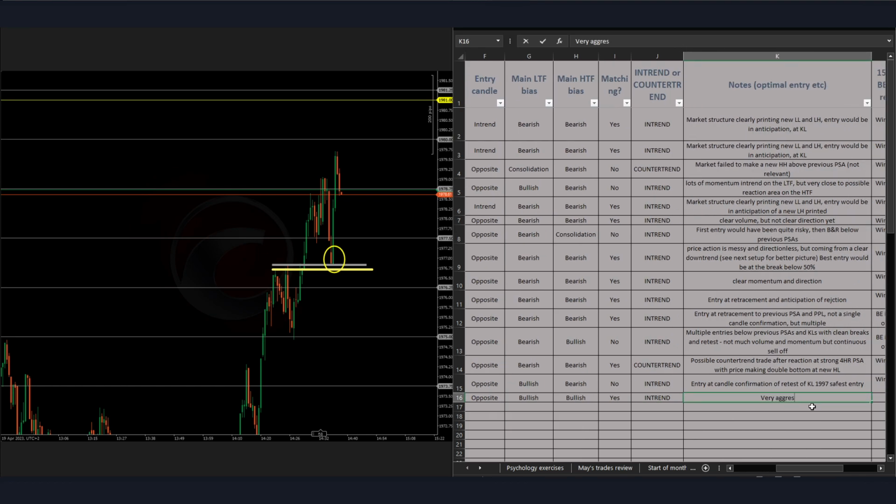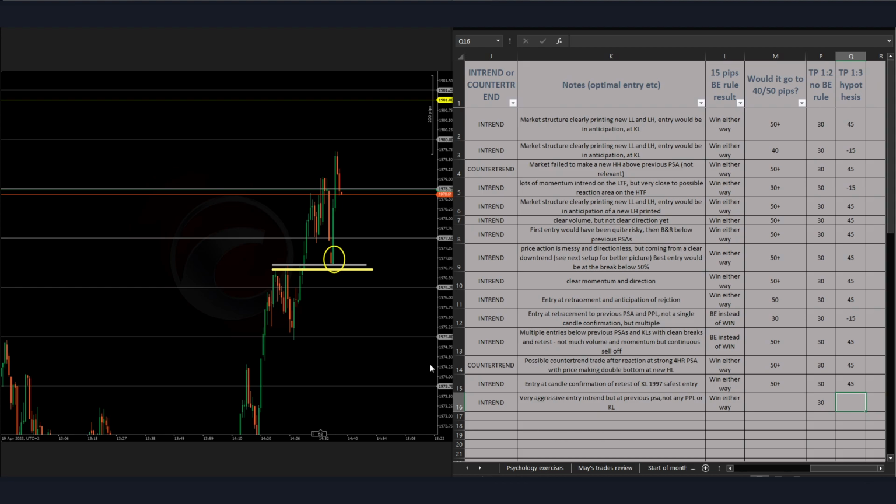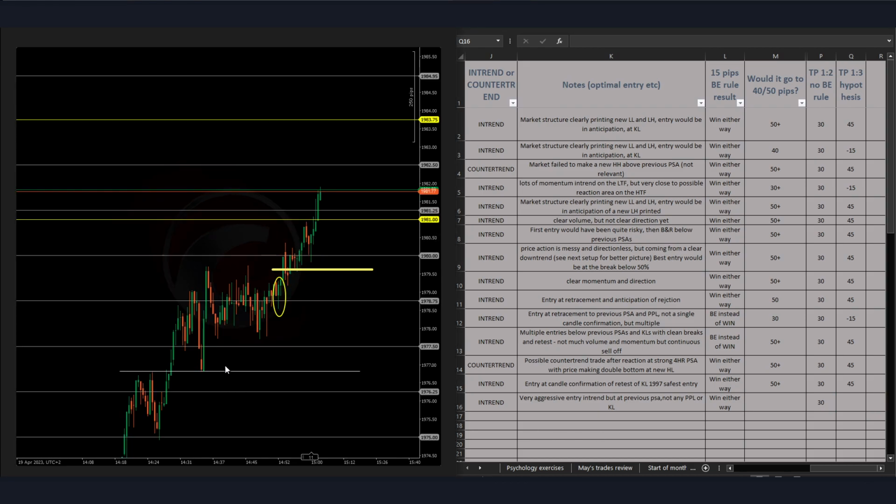Very aggressive entry in trend, but at previous PSA, not any PPL or key level. Either way, we don't know. 30 for sure. So let's see if we have the next one. So that's the next one.